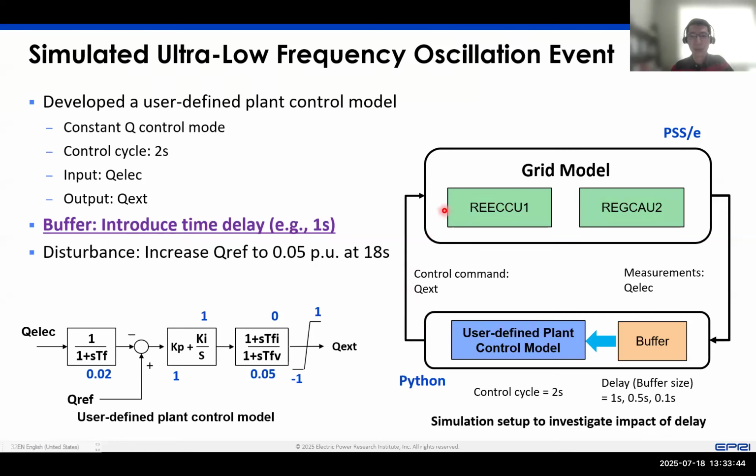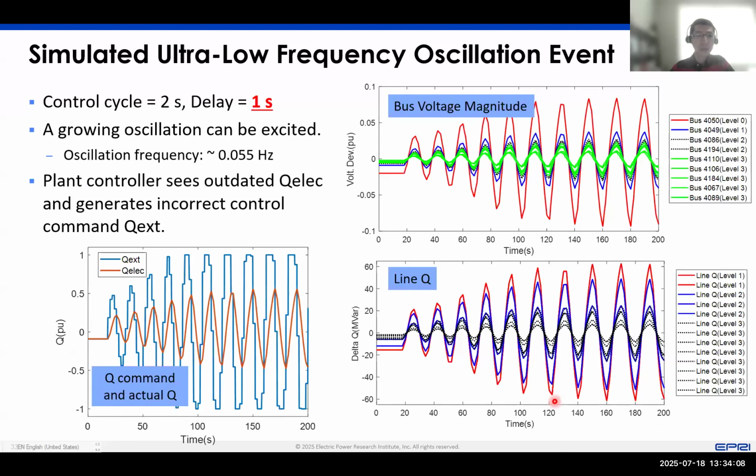This somehow replicates the actual event, in PSCAD simulation. I intentionally add a buffer and create a time delay of 0.1 second, 0.5 second, and 1 second. The control cycle for voltage control at the plant control level is 2 seconds. If we introduce a time delay of 1 second, you can see the oscillation can be triggered.